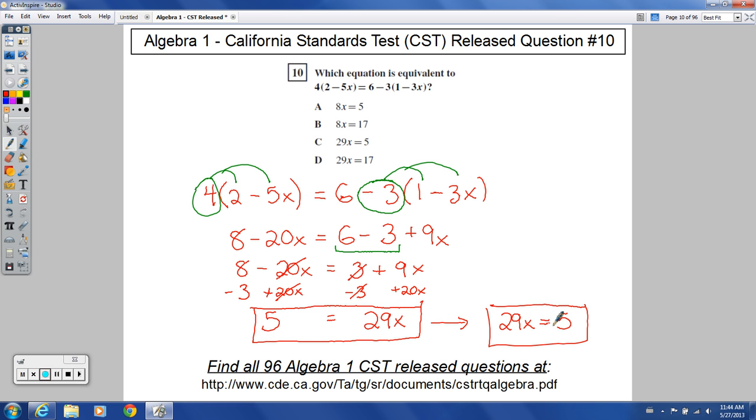So we solve this to this point. Yes, we would divide by 29 to get that x equals 5 over 29 if you had to solve for x, but that's not what we're asked to do here. We're just asked to find which one it's equivalent to, and clearly now the correct answer for number 10 is choice C.